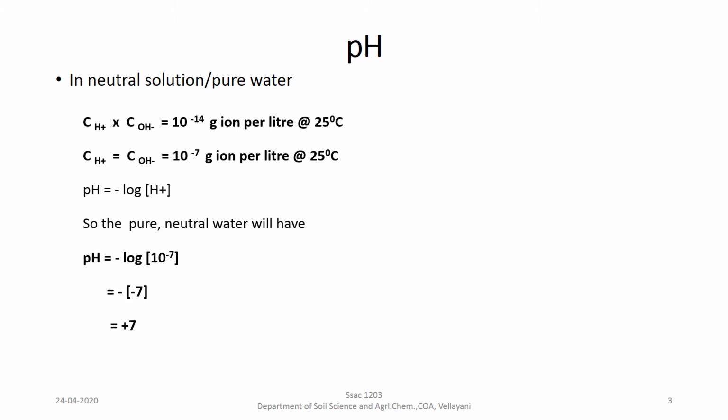pH is the negative logarithm of hydrogen ion concentration. Therefore, pure and neutral water will have pH equal to minus log 10 to the power of minus 7, which again is equal to minus of minus 7. So pH is equal to plus 7. That is how pure neutral water has a pH of plus 7.